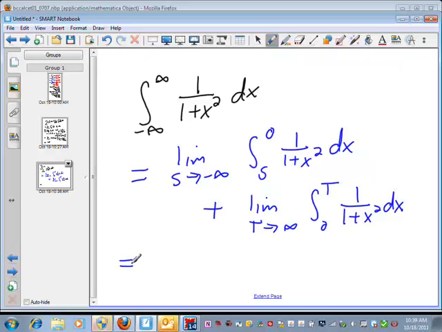Now I could have picked 5. It doesn't matter. I could have picked the integral from s to 5 plus the integral from 5 to t. I could have done that. 0 is just a nice number.